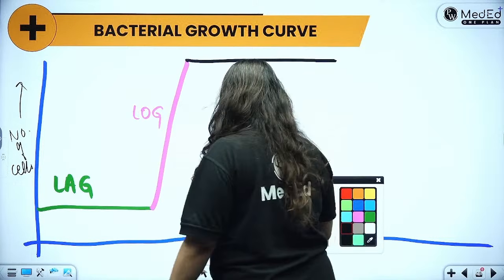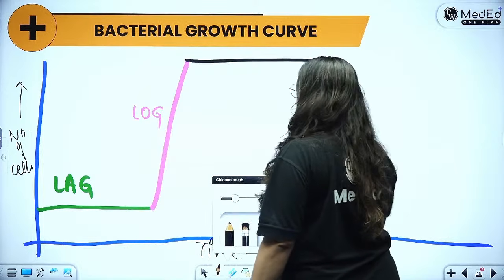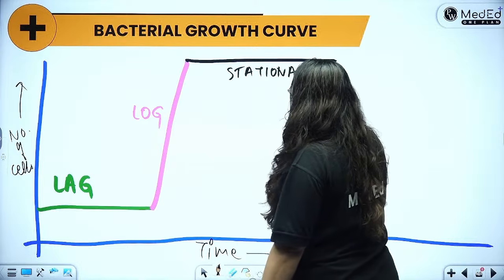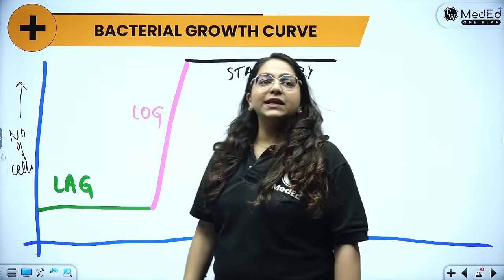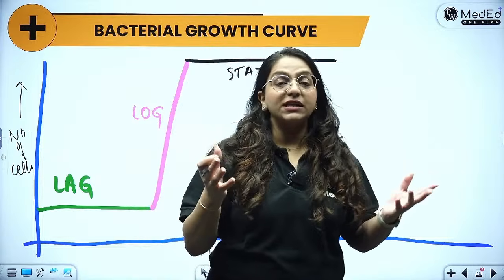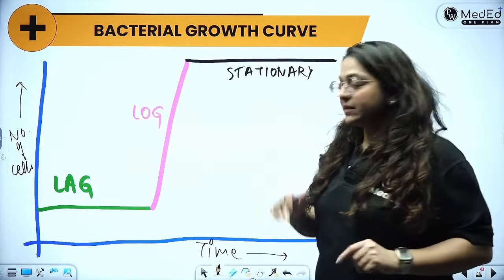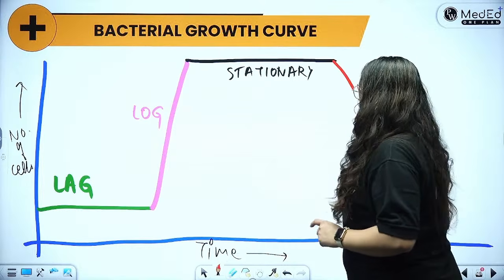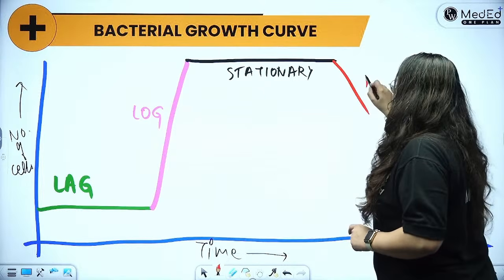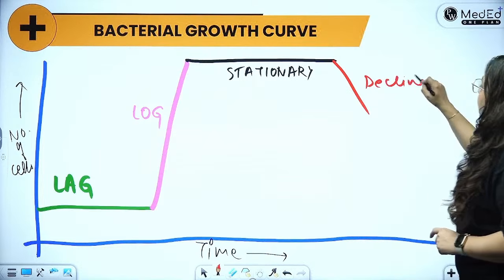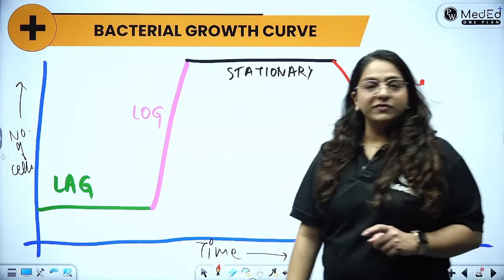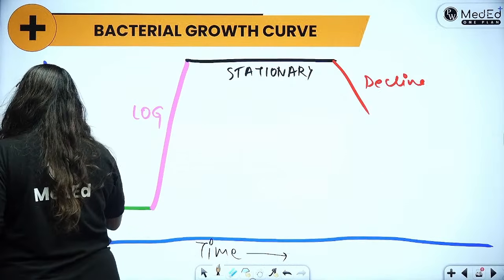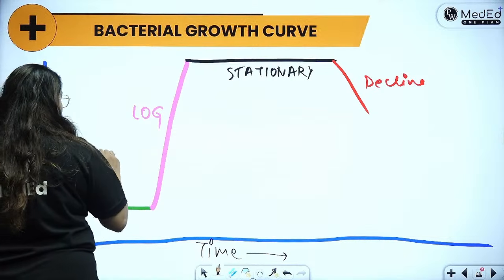What happens in stationary phase? The bacteria now start dying, and therefore the number of new bacteria being multiplied and the number of deaths is equal. So that is why overall there is no increase in population. And finally, in the end, there is something called the death or the decline phase, in which there is decline or death in the number of cells, because now the death is much more than the number of cell divisions.